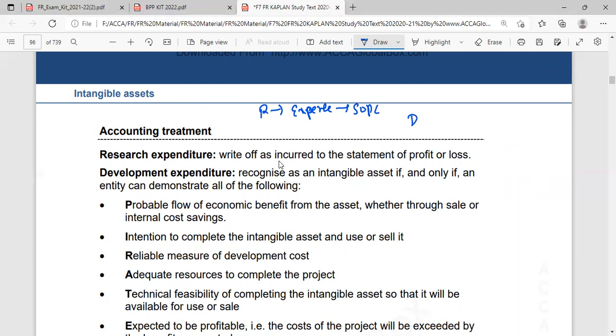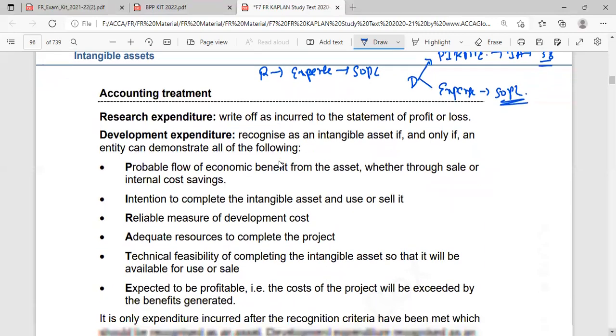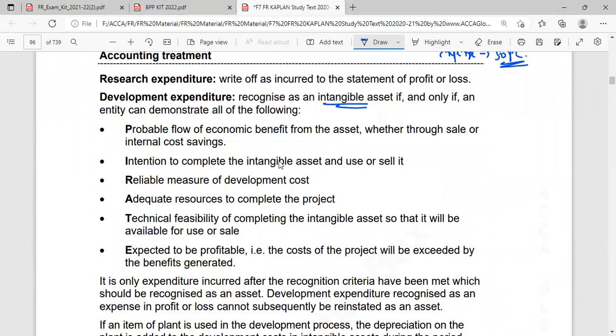Then the amount spent for development. We have to verify whether the activity performed related to the development expenditure satisfies the conditions stated under PIRATE. So here, these are the PIRATE conditions. Then we treat it as an intangible asset and it is accounted as per IAS 38. Otherwise, it is treated as an expense and is transferred to the statement of profit and loss. We recognize an intangible asset if and only if an entity demonstrates all of the following. Probable flow of economic benefits from the asset, and an intention to complete the intangible asset and use or sell it. There must be an intention to complete the intangible asset.